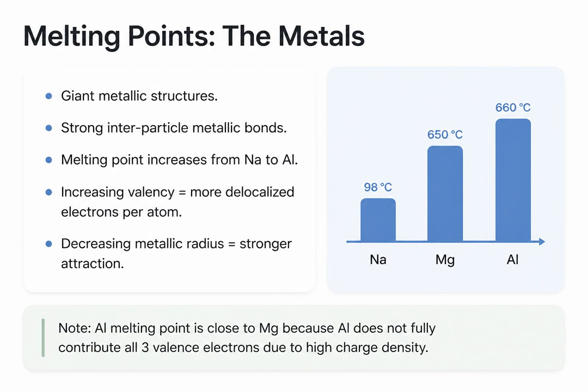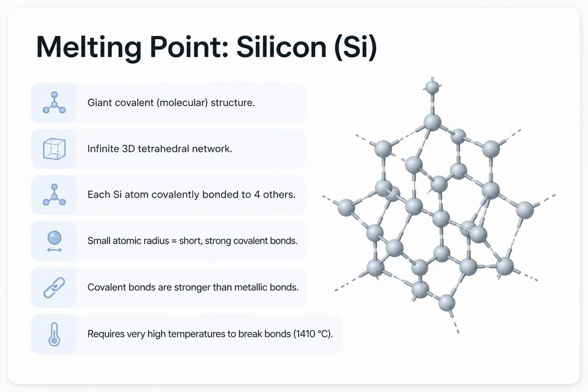For the metals, melting requires breaking strong metallic bonds. As we move from sodium to magnesium, the atoms get smaller and contribute more electrons to the delocalized sea, making the metallic bond much stronger and the melting point higher. Interestingly, aluminum's melting point is only slightly higher than magnesium's. This is because the highly charged aluminum ion doesn't fully release all 3 of its valence electrons into the metallic bond. Then we hit silicon, which has the highest melting point of the entire period.